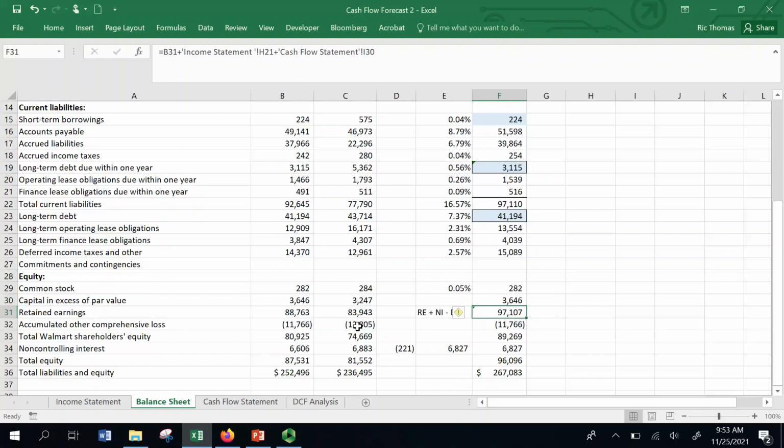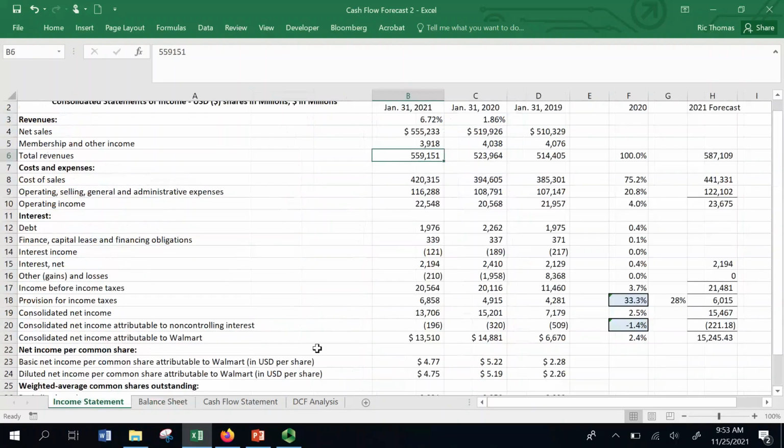My retained earnings, this is kind of a little bit like the property, plant, and equipment line where I'm going to take last year's retained earnings. I'm going to add net income. Well, where do I get net income? Hey, I just forecasted that, right? That's over here. That's down here. Net income attributable to Walmart. Okay. So let's go back over here to the balance sheet.